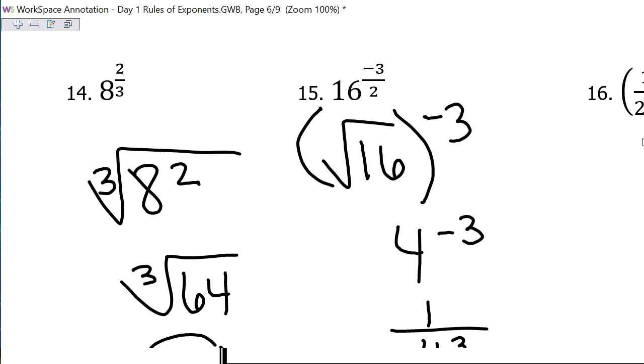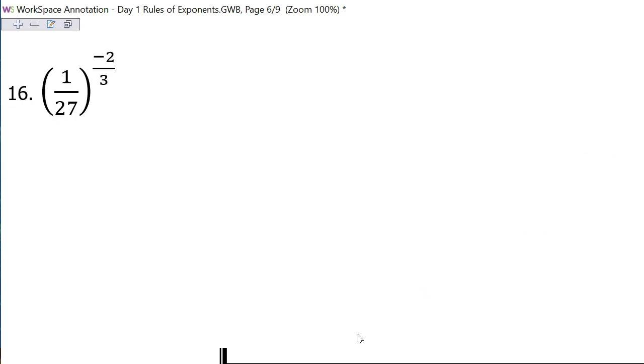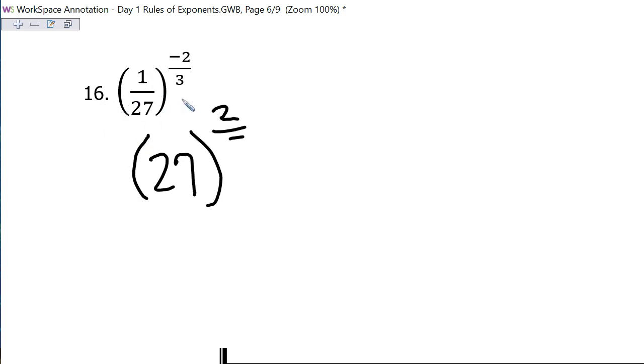Number 16. What should I do first? Yeah, flip your fraction to get rid of the negative exponent. So it's 1 over 27. When you flip it, what does it give you? 27 to the positive 2/3. I want you to do 16.